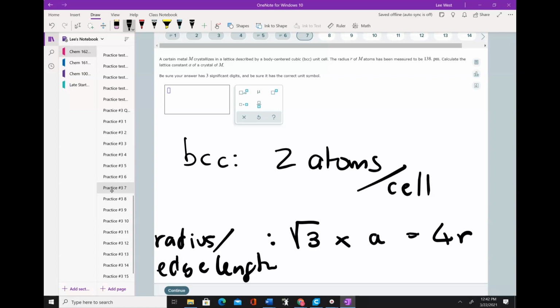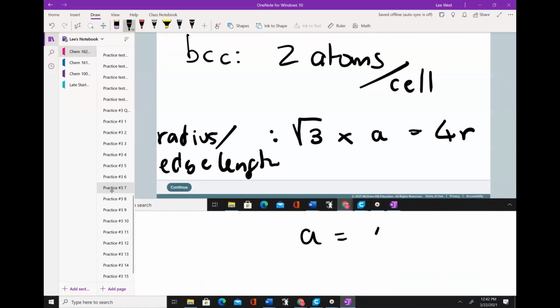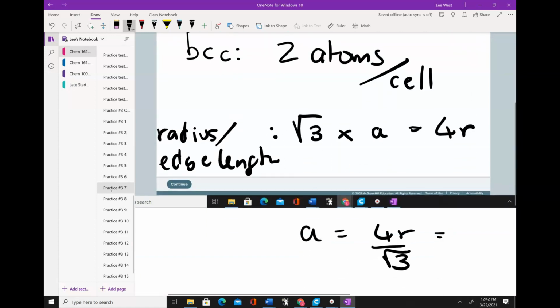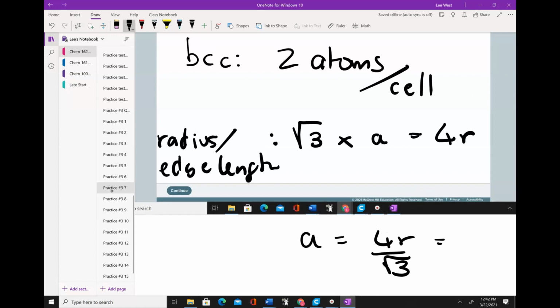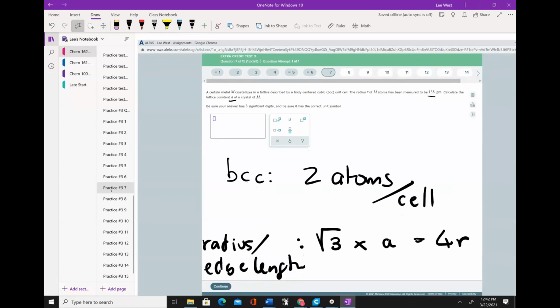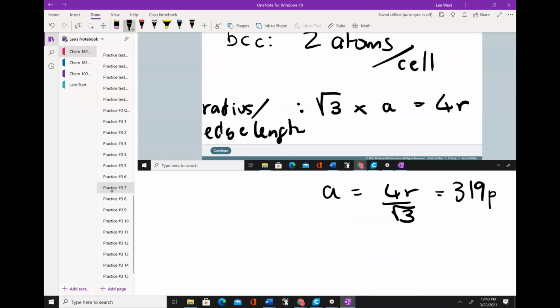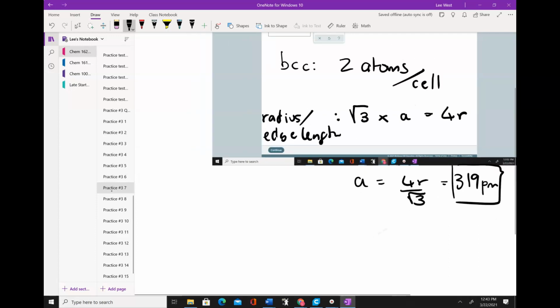So here we go. It says the radius of R has been measured to be 138 picometers. Calculate the lattice constant. It's too easy. So it's the second of these properties, isn't it? So A is equal to 4R on √3. And A should be a bigger number than R, because the body diagonal... the edge length should be a bigger number than R, right? So let's see what we get. So here we go. So 4 times 138 divided by √3, boom. And so it ends up being 319 picometers. And that makes sense, right? 319 picometers. It should be a bigger number than the radius.